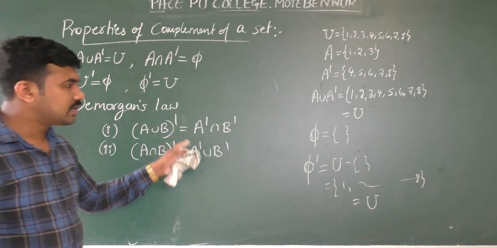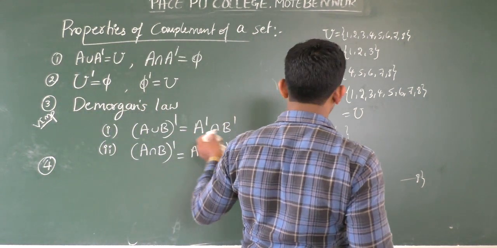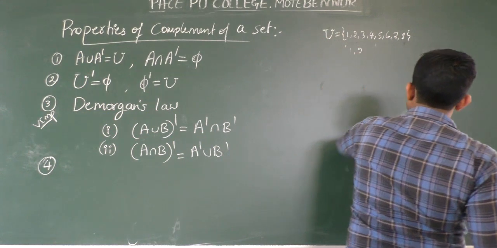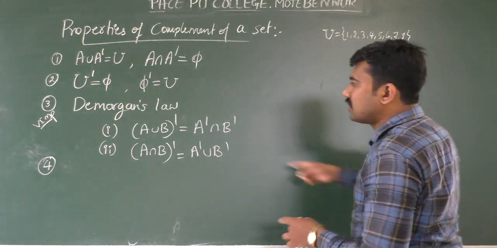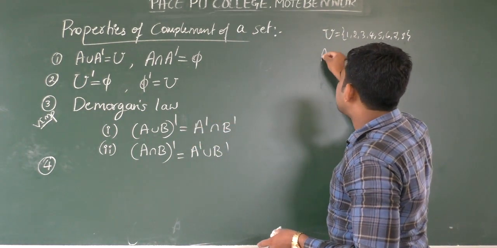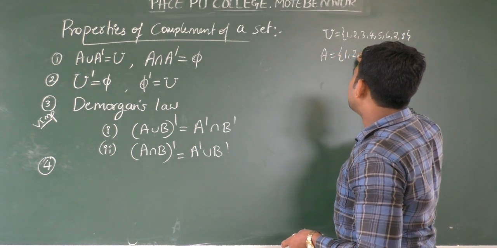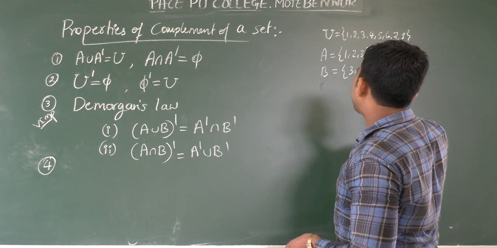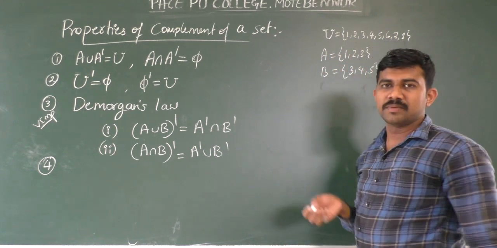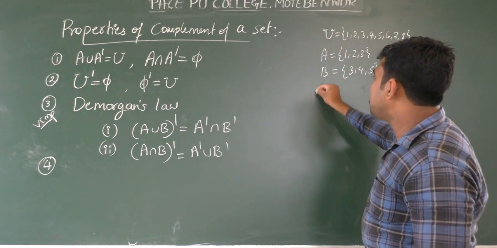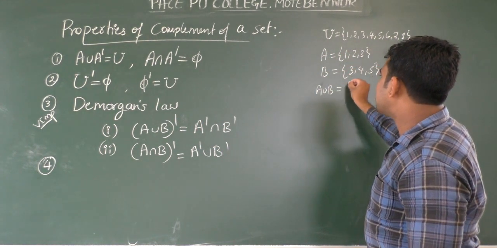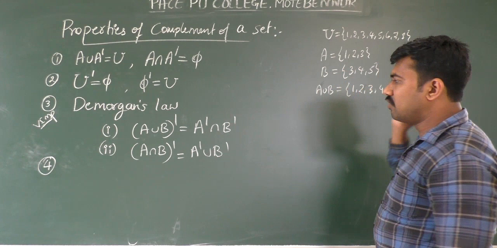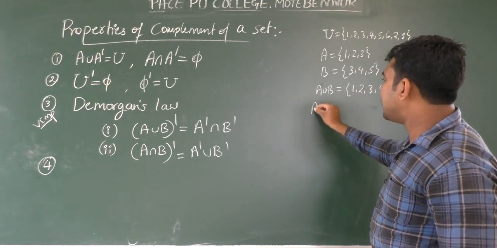For this, if you want an example, consider one example for your convenience. Let me consider one simple example. For the first case, A is equal to the set of all 1, 2, 3. B is equal to the set of all 3, 4, 5. Very simple example I consider. Now A union B is nothing but the set of all 1, 2, 3, 4, 5. Isn't it?